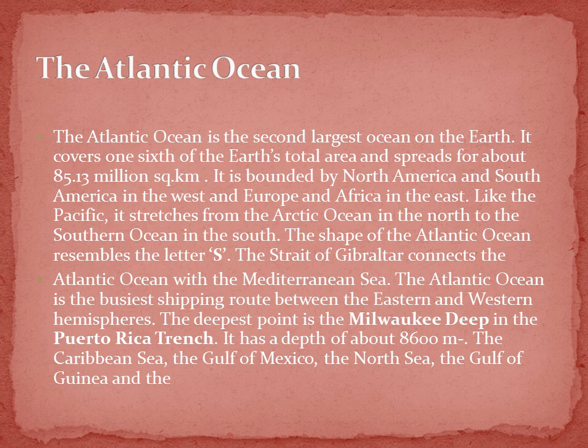The Atlantic Ocean. The Atlantic Ocean is the second largest ocean on the earth. It covers 1/6 of the earth's total area and spreads over about 85.13 million square kilometers. It is bounded by North America and South America in the west and Europe and Africa in the east. Like the Pacific, it stretches from the Arctic Ocean in the north to the Southern Ocean in the south.